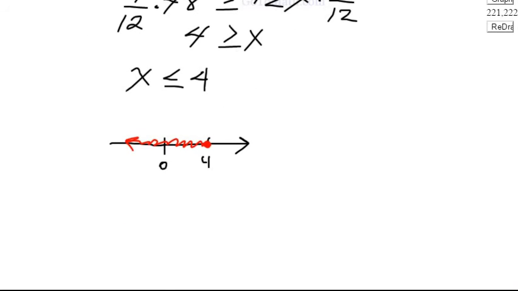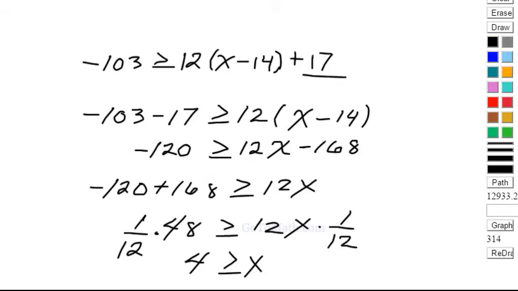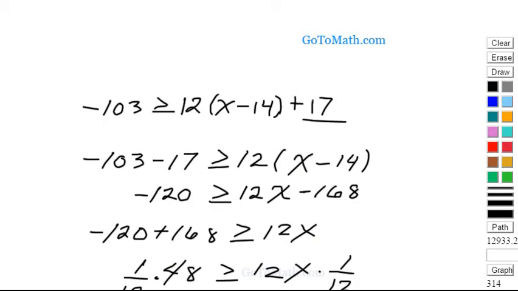And then, of course, let's write this in interval notation. So we go from negative infinity to 4, and we put a bracket here because we include 4. So hopefully you're catching on to this stuff. X is less than or equal to 4.